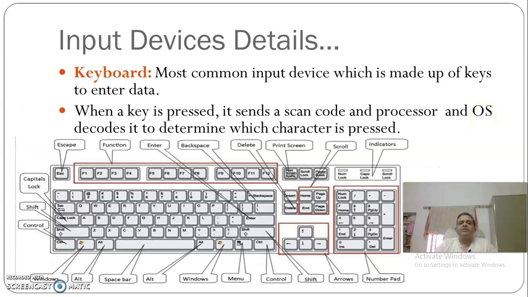And last but not the least, your most important input device and the most commonly used is the keyboard. Now how the keyboard looks like, you can see the picture here. It is the most common input device which is made up of keys to enter data. Now when you press these keys, it sends a scan code to the processor. Suppose I press this key A here. There is a particular code for every key, and the processor and the operating system decode that key and determine which character you have pressed on the keyboard.